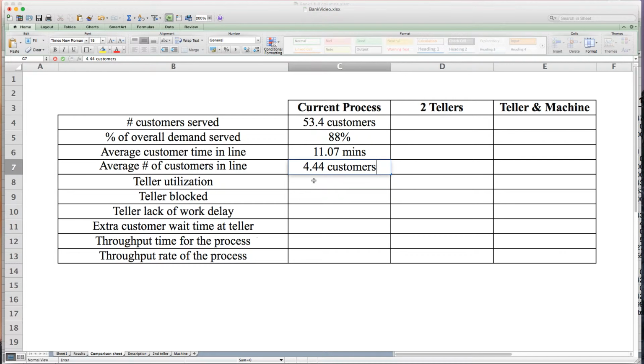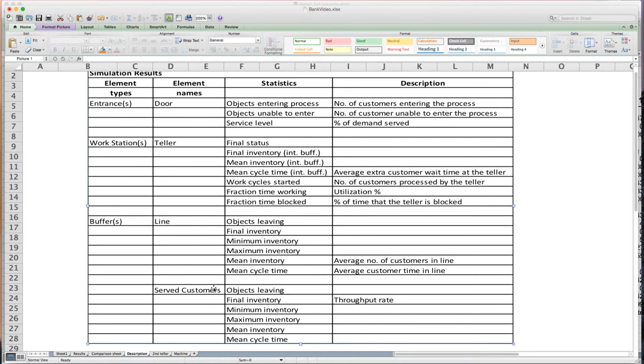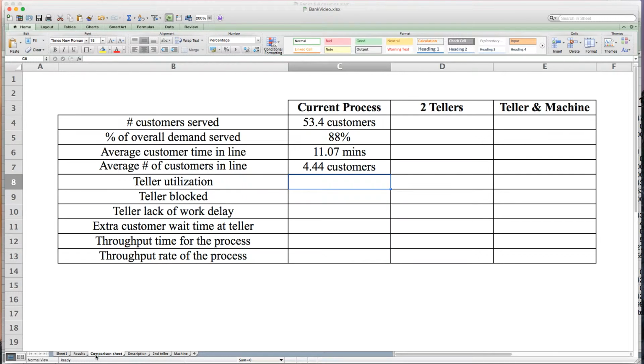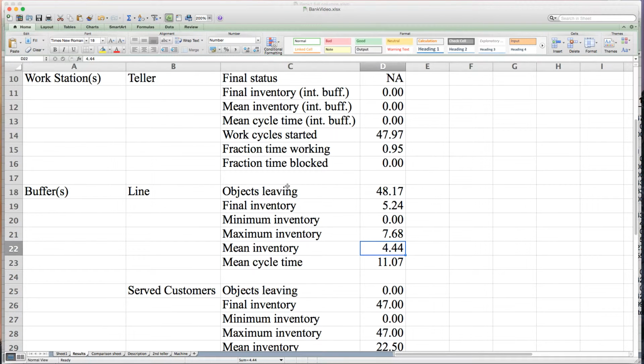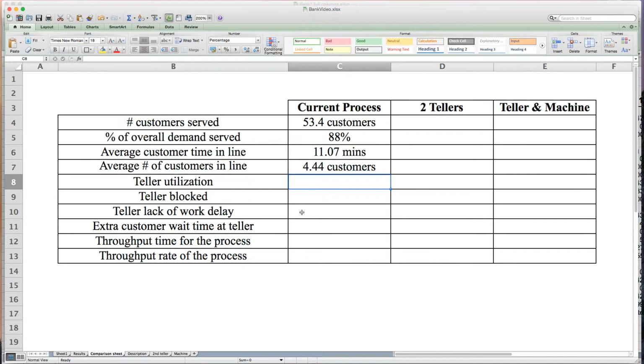Now, it would be a good idea as you are learning to use the simulation to keep this descriptor sheet handy as you're moving through exercises, because if you have this handy, then you're never going to forget what the different labels in SimQuick mean. So it's a good resource for you to keep nearby you. Okay, utilization. So remember that is fraction of time working. We've got 95%.